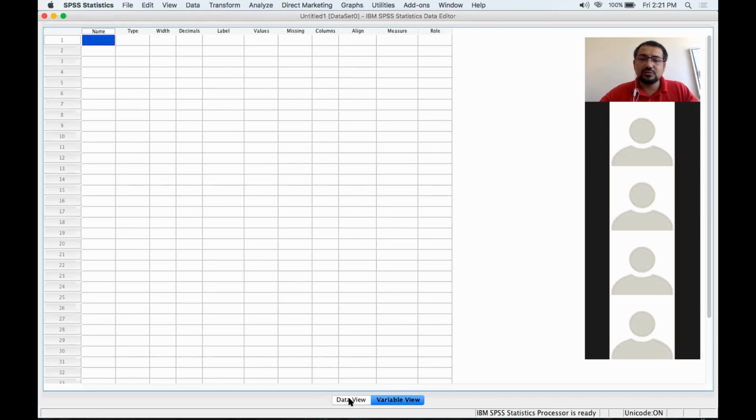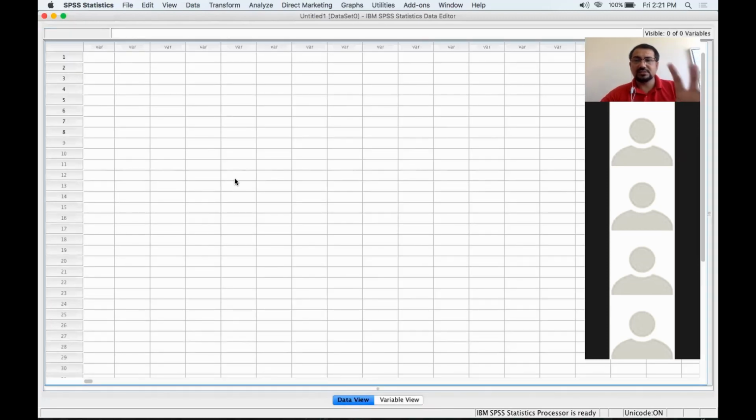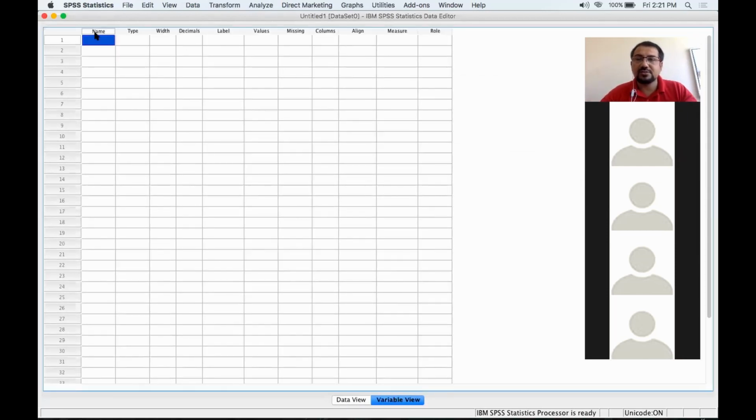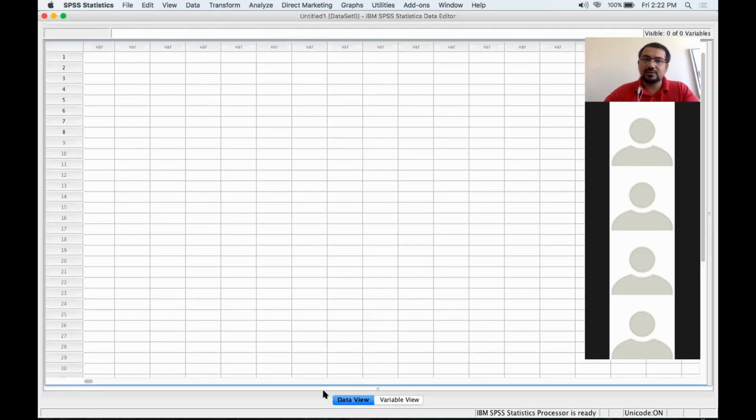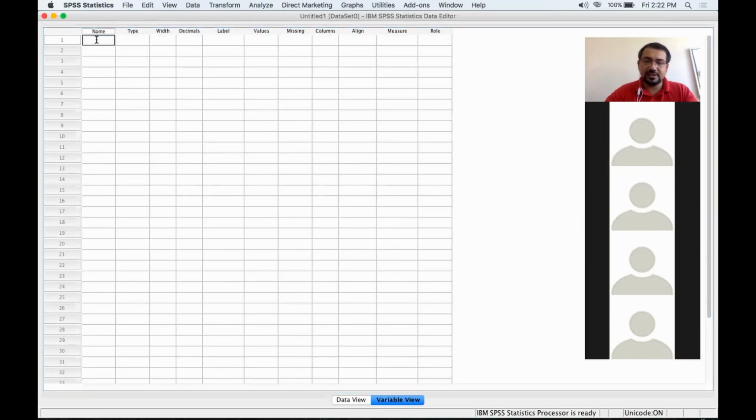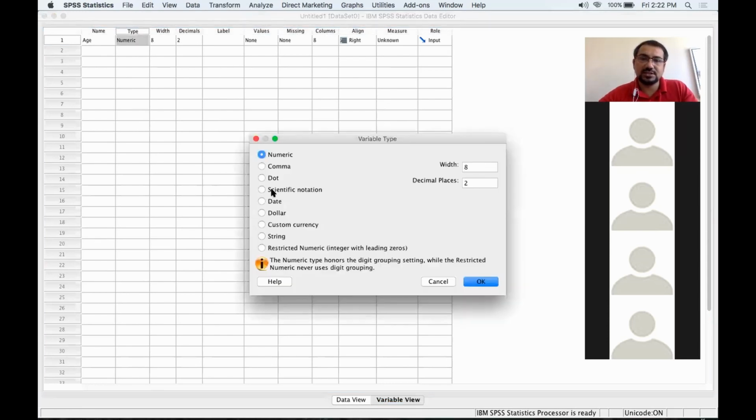It has two views, you can see the data view and the variable view. Data view is where you put all your data set, and variable view is where you define your variables. Whatever variables you define here will be shown on this screen. So let's say, for example, age, and then the next column asks what this is. This is number.